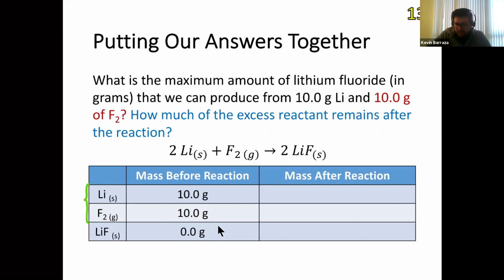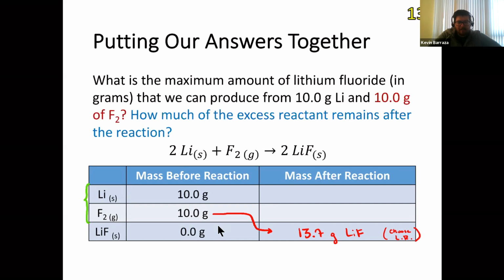What we ended up doing was picking the smaller of the numbers. So that's where we got this number as our final answer. To remind ourselves, that final number was 13.7 grams of LiF. And that was to choose the limiting reactant.